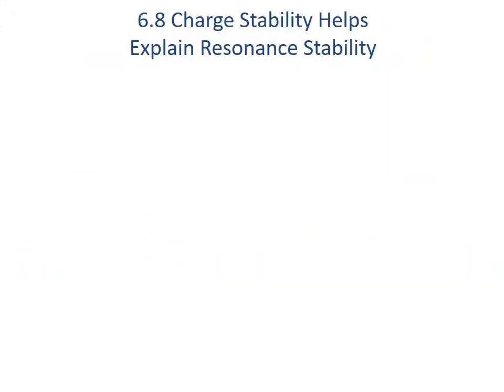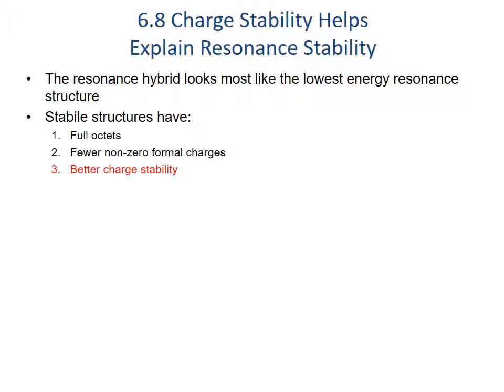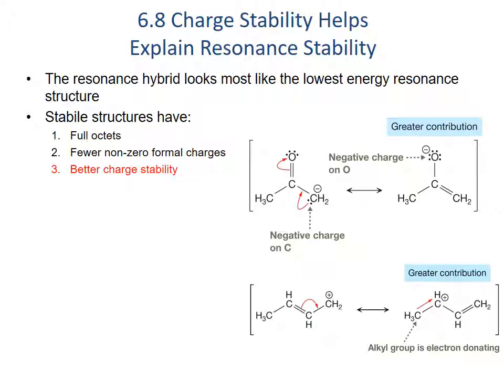We've been talking a lot about charge stability, so let's swing back to talk about contributions to the resonance hybrid, which we've talked about before. Remember, the resonance hybrid looks most like the lowest energy structure, but now we can look at stability with the factors that we just talked about as a third factor for identifying stable structures. For example, we can see that the molecule on the right will have a greater stability or greater contribution to this resonance hybrid because oxygen is better able to stabilize the negative charge than carbon. Or in this structure, the molecule on the right is a more significant contributor because the carbocation is stabilized by an electron donating methyl group.